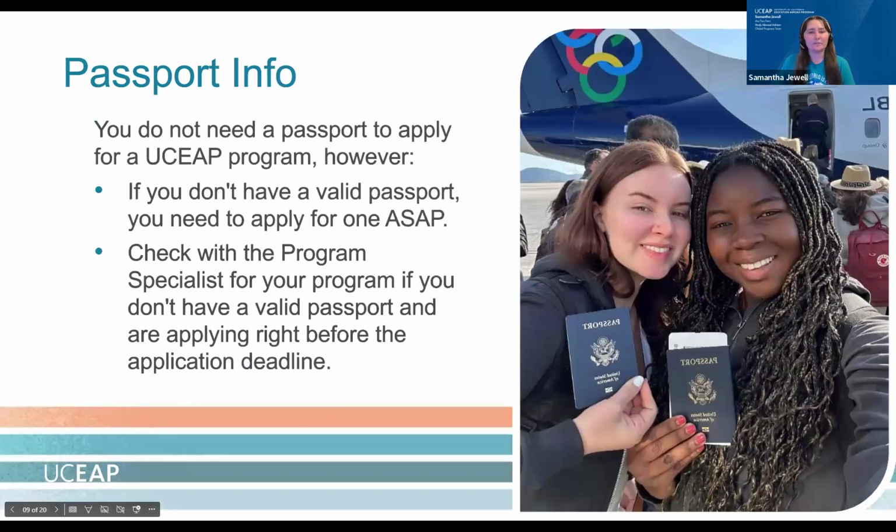For passport information, UCEAP applicants are not required to have a passport at the time of the application. However, if you don't have a passport now, you need to apply for one as soon as possible. Typically, your passport needs to be valid for at least 6 months after the end of your program. So if you need to renew your passport, get started on that as soon as possible. And that 6-month advisory is typical for a program, but there are some countries or programs that require your passport to be valid longer than that, and that will be included in the application instructions.